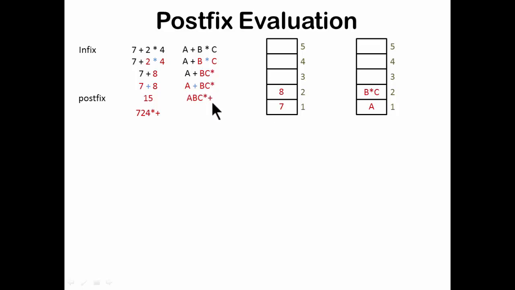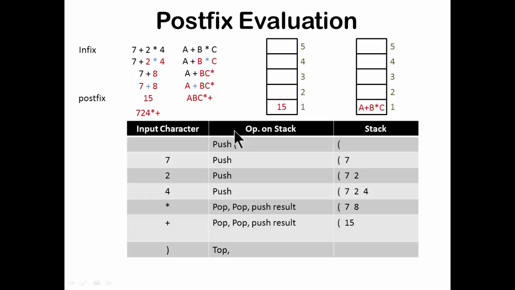Then comes the plus operation. For the plus operation, again you have got two operands, A and the product of B and C, in values 7 and 8. Again you have to perform two pop operations. You take out the values, calculate the sum, and then you insert the result like this. Just draw the matrix and see.